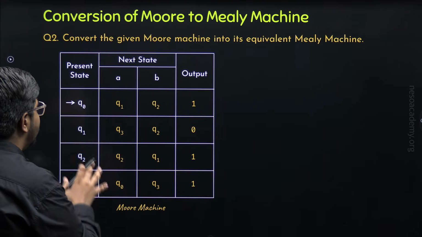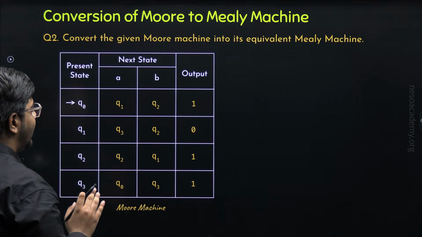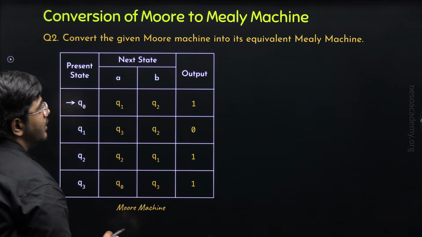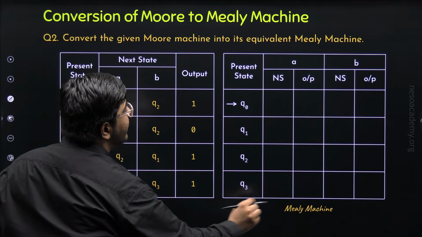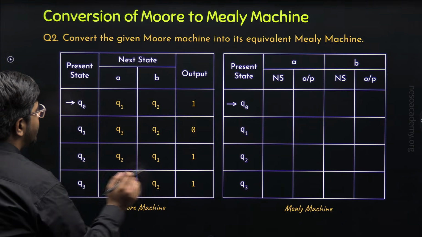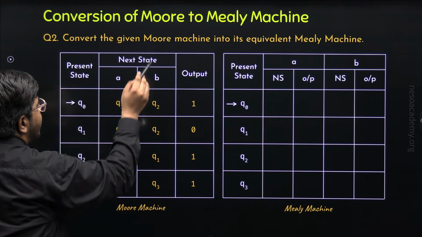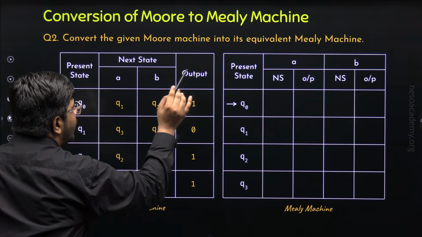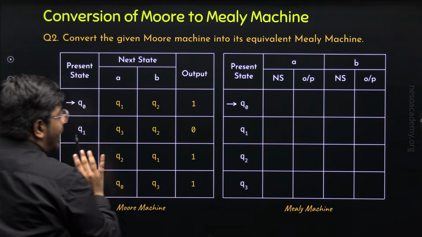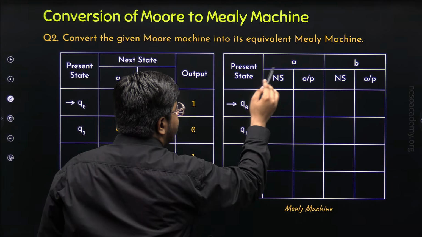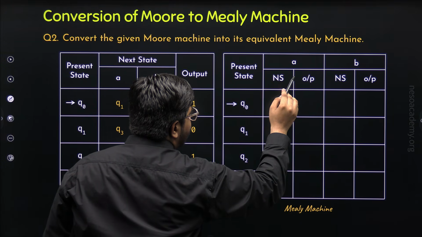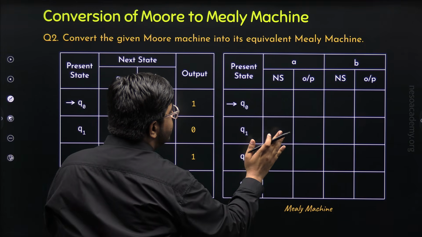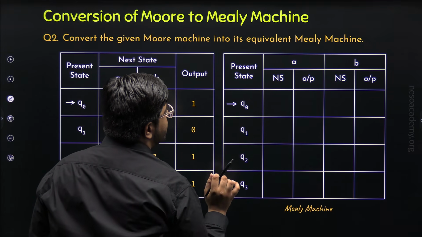So this is the Moore machine that is given to us, and now we need to create the basic structure of the transition table of the Mealy machine. In a Moore machine, the next state is determined by the present state and the input symbol, but the output is determined only by the present state. In a Mealy machine, both the next state and the output symbol are determined by the present state and the input symbol. That is why this is the transition table structure of a Mealy machine.